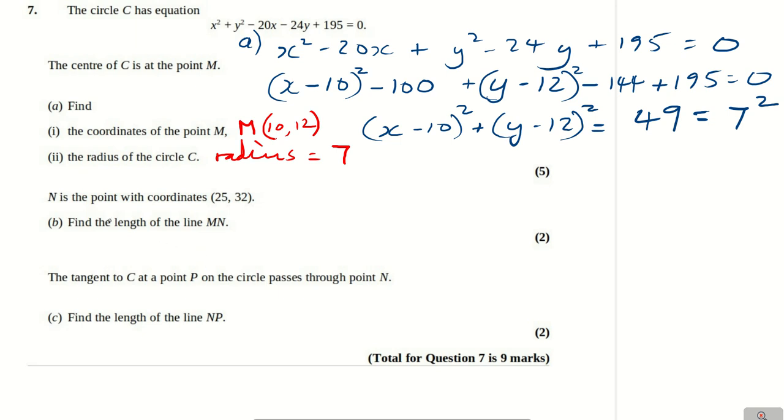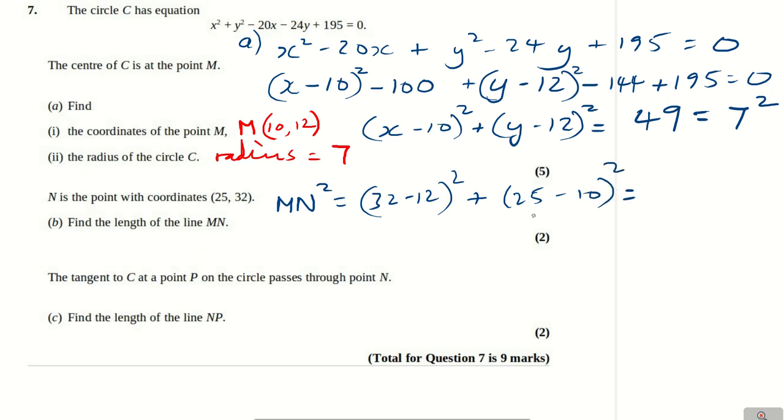Right, next part. N is a point with those coordinates, and we want the length of the line MN. So we use Pythagoras, and MN squared is going to be the difference in the y coordinates from M to N squared, plus the difference in the x coordinates squared. So M is the point 10, 12, N is the point 25, 32. So the difference in the y coordinates is going to be 32 minus 12. And the difference in the x coordinates is going to be 25 minus 10.